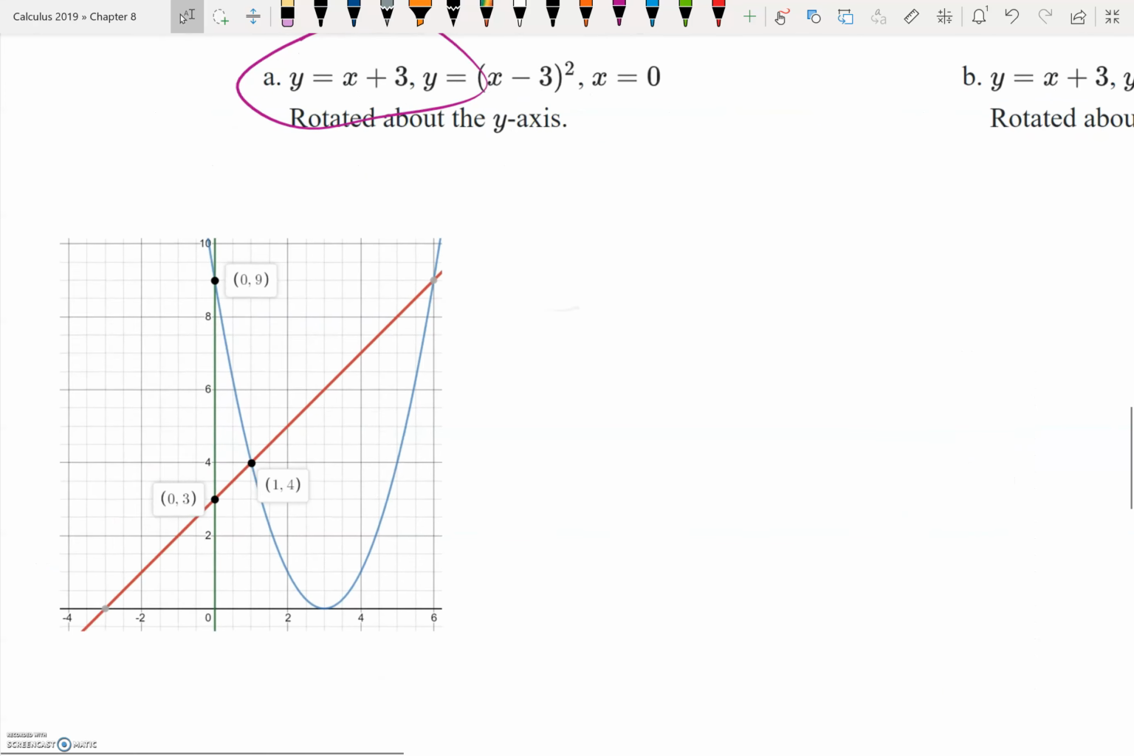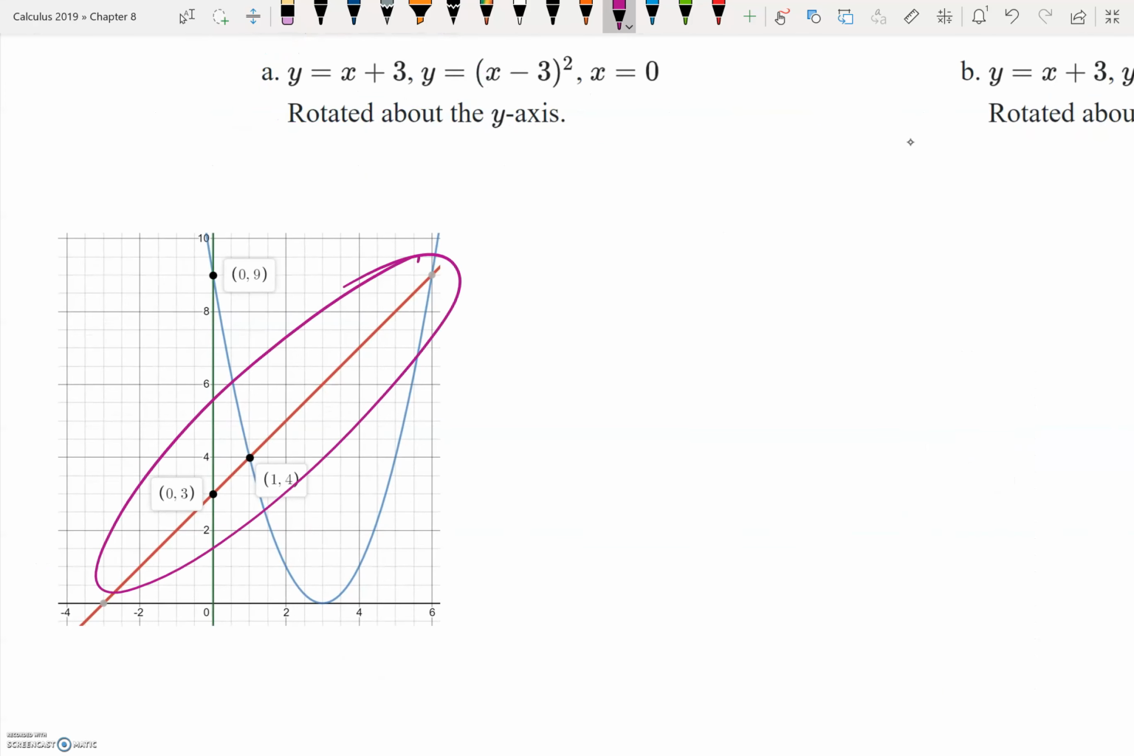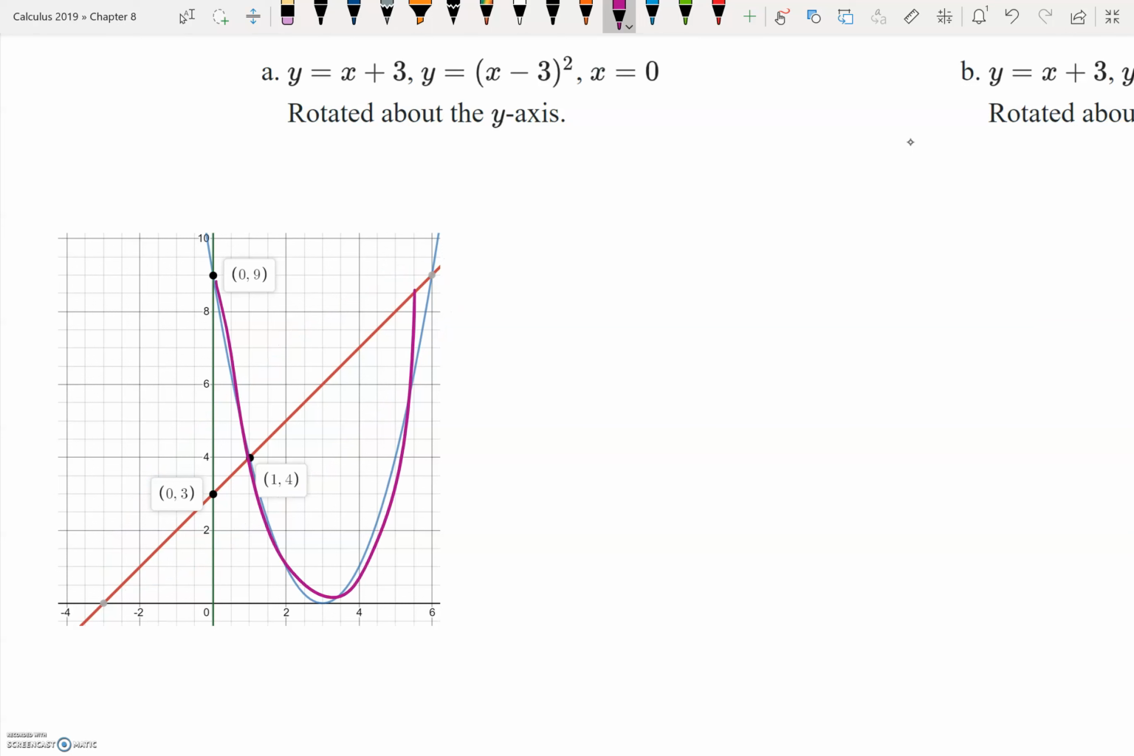So we have x plus 3, this red one. We've got x minus 3 squared, this blue one, and then x equals 0 is going to be the green one here. So we end up having this shape. So we want to rotate this around our y-axis. So what is that going to look like?